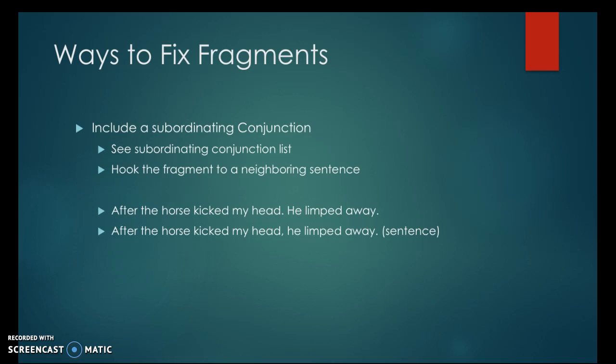So after the horse kicked my head, there's your fragment, he limped away. And what we can do is, if we have knowledge of a subordinating conjunction and how those rules work, we can connect the two sentences. So after the horse kicked my head, comma, he limped away. So that makes it now a sentence. So we went from a fragment to combining two sentences, which makes it a sentence.